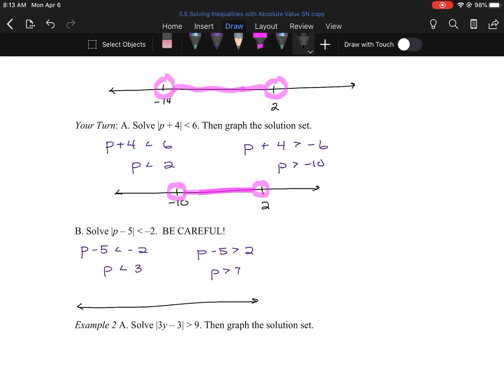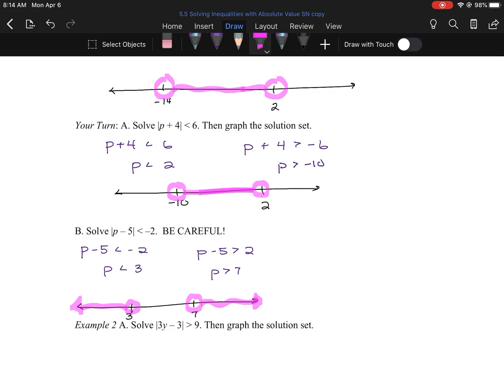All right, we're going to go ahead and graph this. Nothing tricky has happened so far, so I wonder why I told you to be careful. There's 3. There is 7. P is less than 3. All right, so that's going to go that way. P is greater than 7. All right, that's going to go that way. We've had graphs that have looked like this in this chapter.